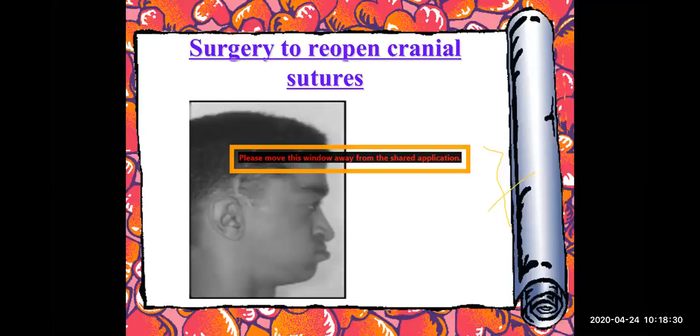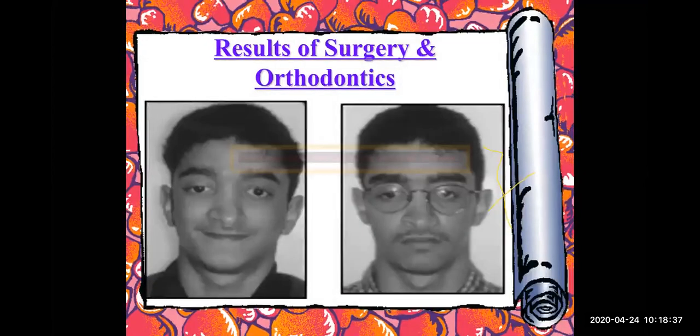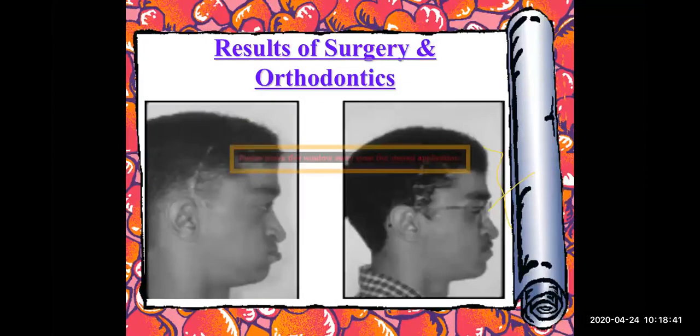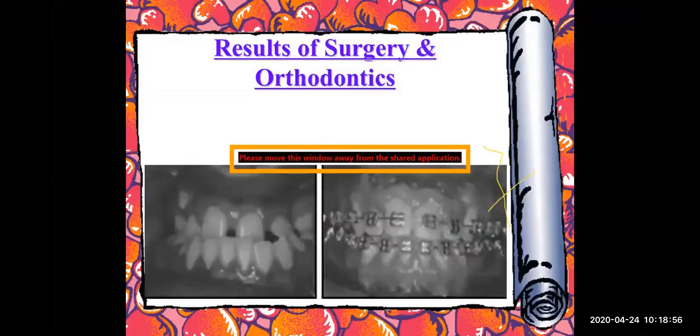So this Crouzon syndrome you see here, you can see there, post-surgical and pre-surgical, see the profile, post-surgical, see the profile. So most of the syndromes are treated with your distraction osteogenesis. Okay, these are the intraoral features.